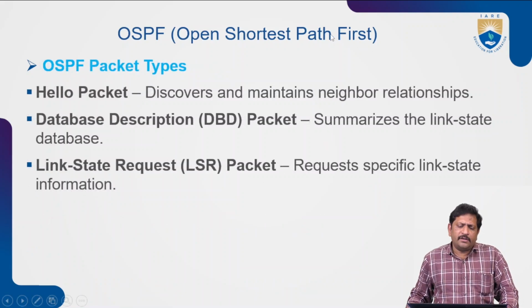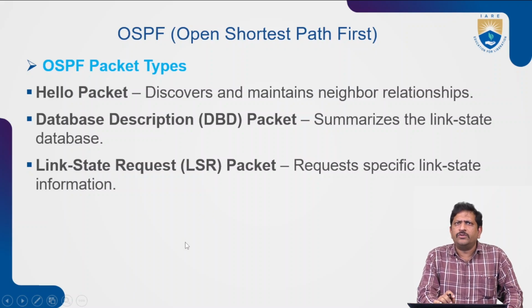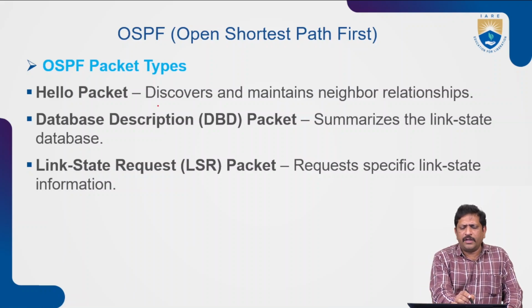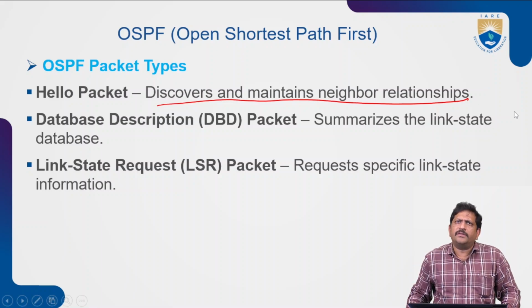Here are the OSPF packet types. Generally in Open Shortest Path First, different packets can be utilized. The hello packet is discovering and maintaining the neighbor relationship. That means whatever routers or devices are connected here, the hello packet is sent to the nearest routers, maintaining the nearest routers.